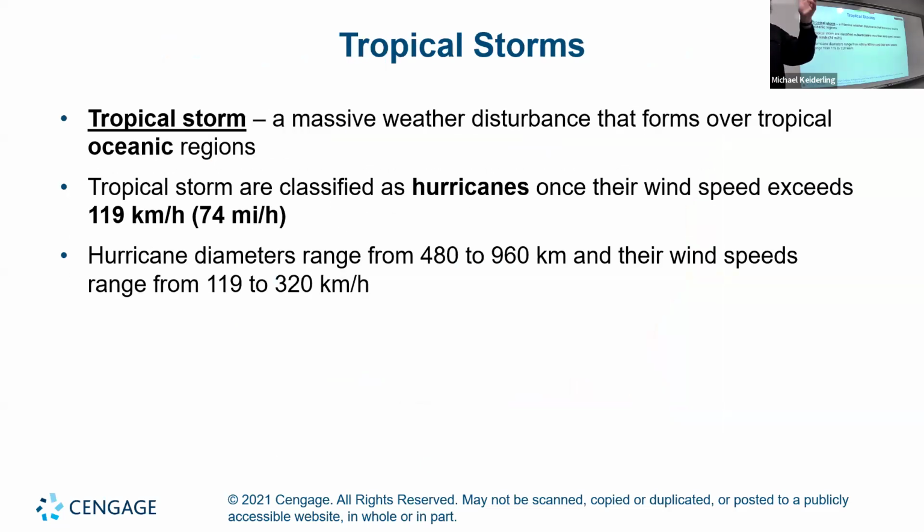So the next thing we'll talk about is tropical storms. So tropical storms are things like hurricanes. So these are massive weather disturbances that form over oceanic regions.